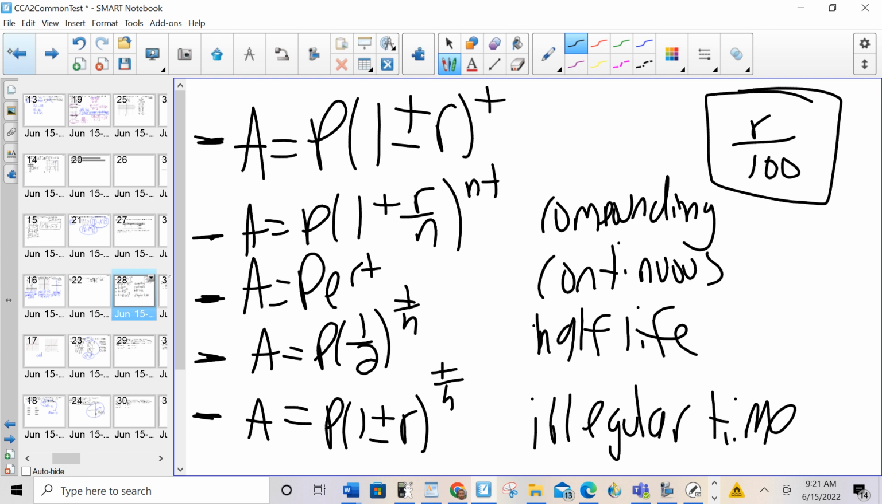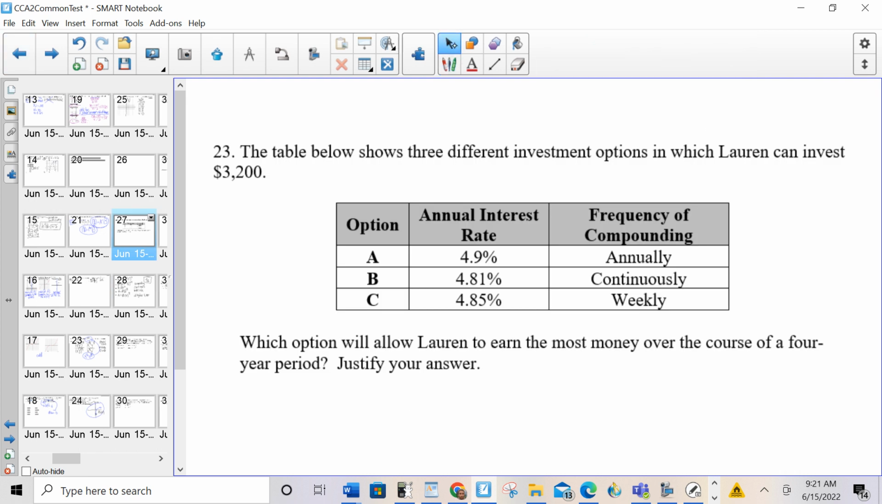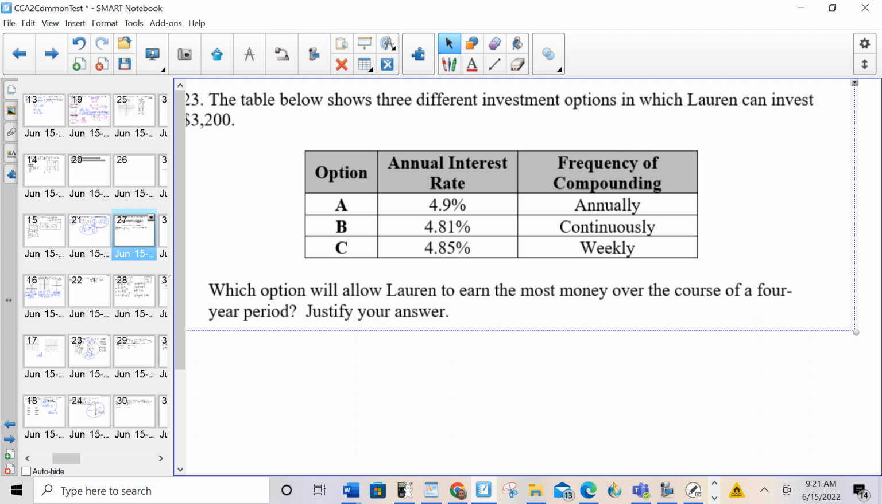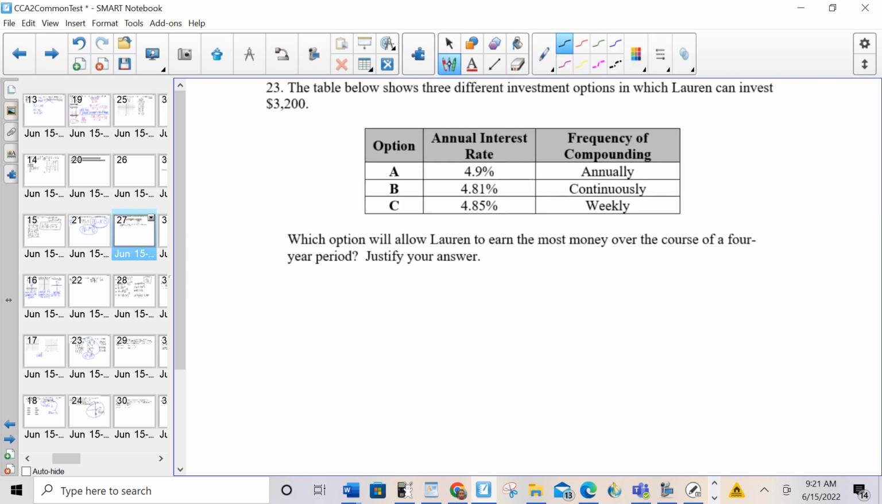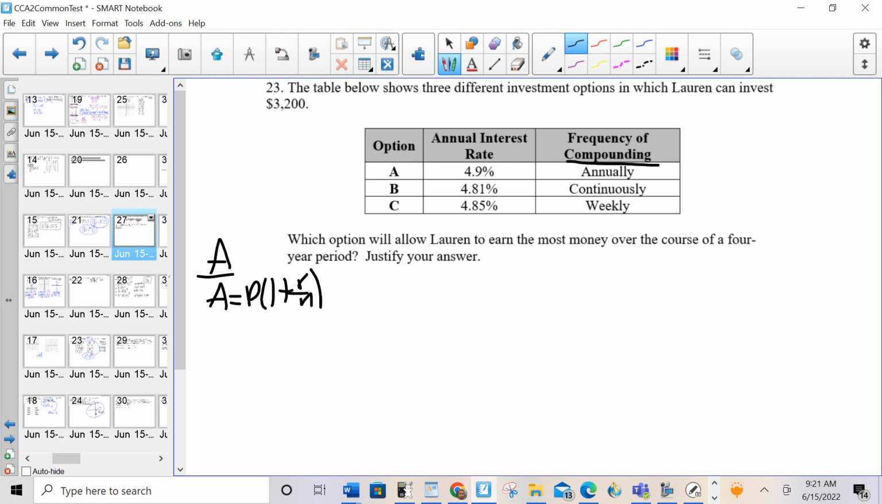So, for number 23 here, I always do this question, I get frustrated, I don't have enough room to do it. Because I see compounding, I'm using my n formula, unless I see continuously, in which case I'm using pert. Option A, I'm going to use my n formula because I see compounded. Because it says annually, you can use the regular one since n is 1, but whatever. For all of these, P is going to be 3,200.